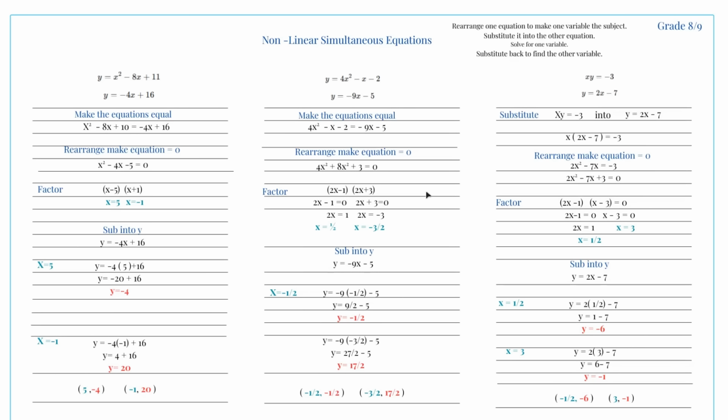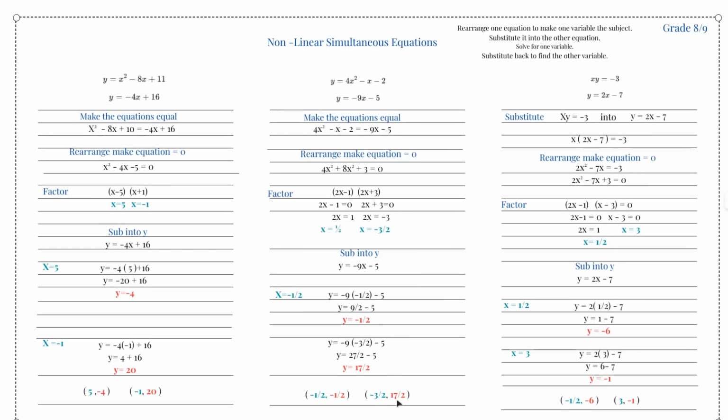Now I'm going to make them 0, which is 2x minus 1 equals 0, 2x equals 1, and obviously that becomes a half. Same again on the other side, and that becomes x equals minus 3 over 2. Sub into y, I've gone for the shorter one, y equals minus 9x minus 5. Subbed it all in, as we do on a normal simultaneous equation. We get y equals minus half, y equals 17 over 2, and then pop it all in there. Minus half, minus over 2, 17 over 2.